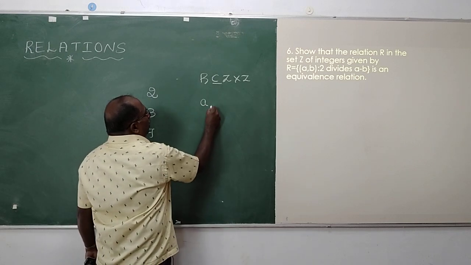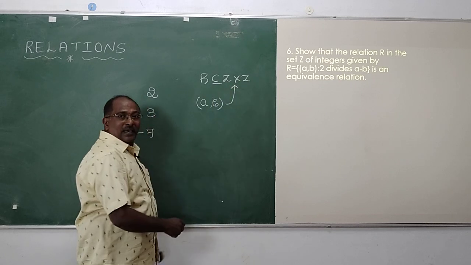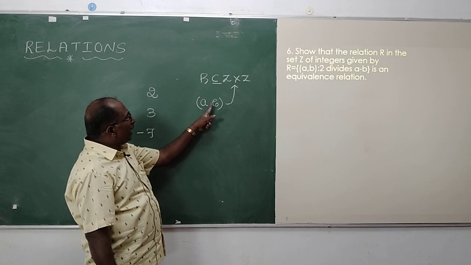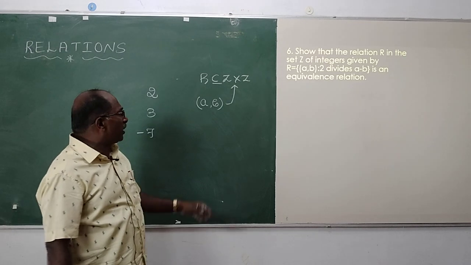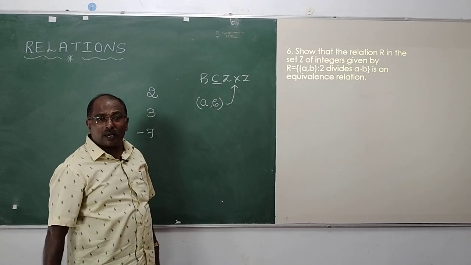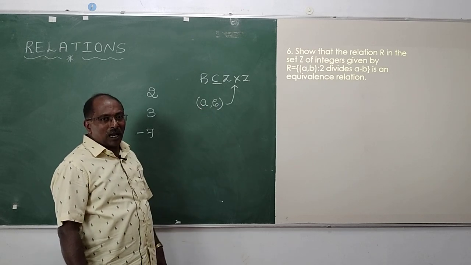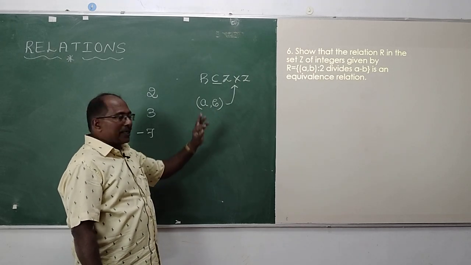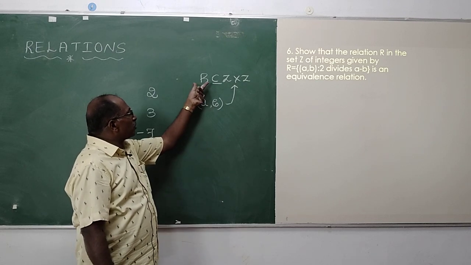Students, here not all the ordered pairs of Z cross Z satisfy the given relation. The ordered pair (a, b) of Z cross Z satisfies the relation if and only if both a and b are even or both a and b are odd. If one of them is even, the other one is odd, if a is even and b is odd, or if a is odd and b is even, then (a, b) does not belong to R.